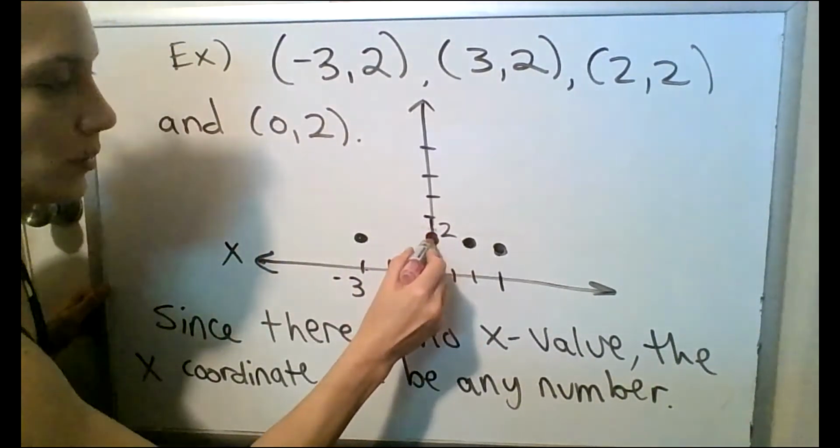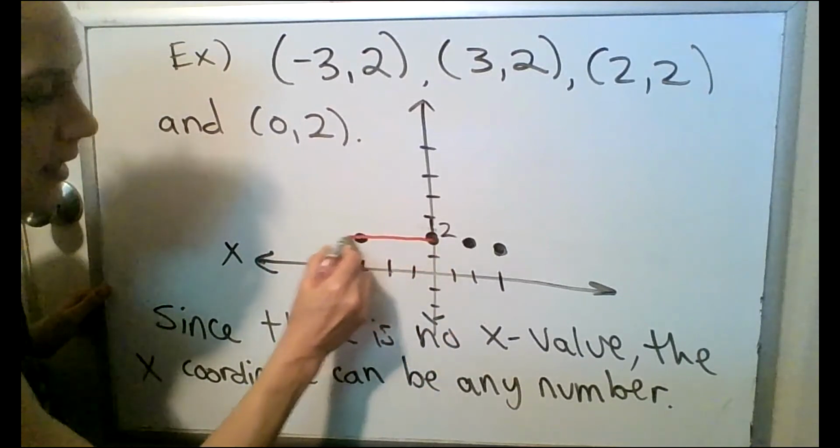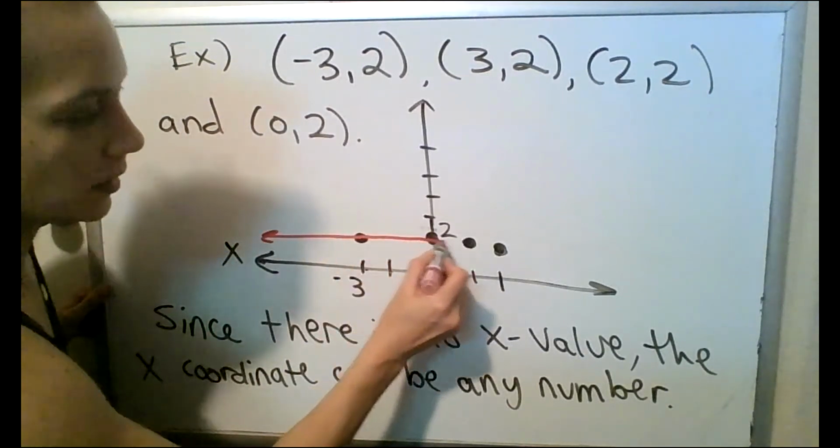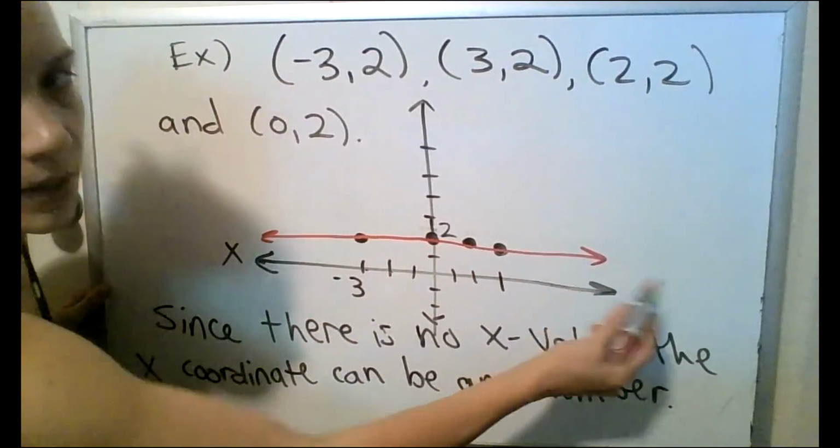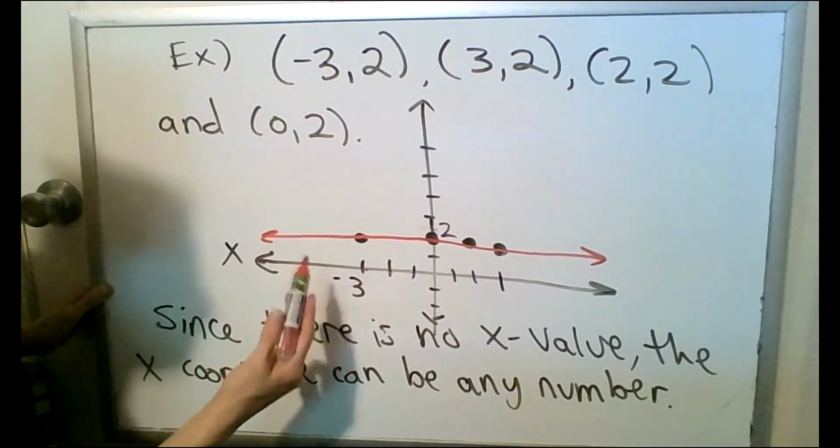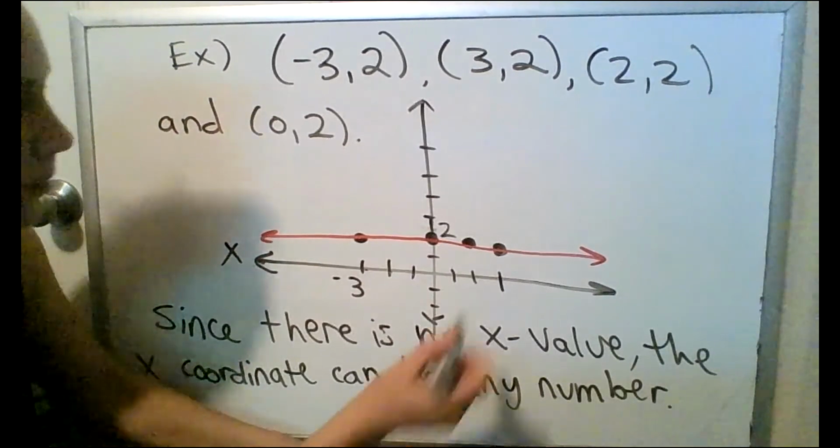So y is always 2. X could be some number that's negative. It could be some positive number. It can go either way. Any real number for x.